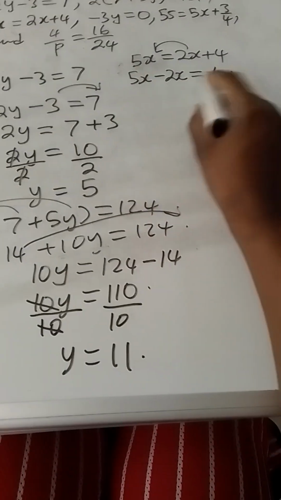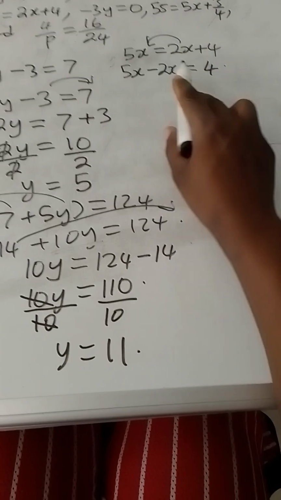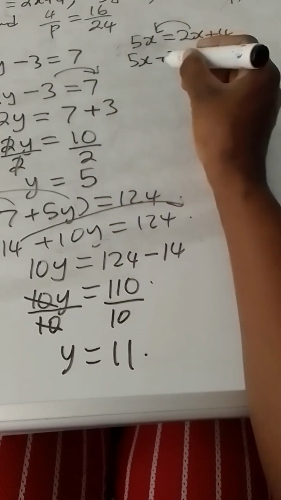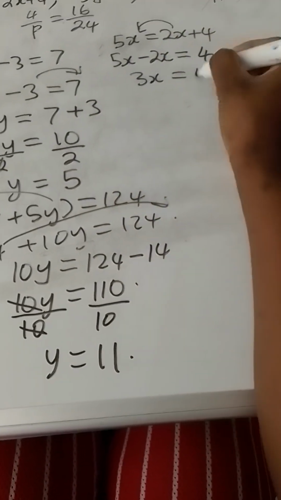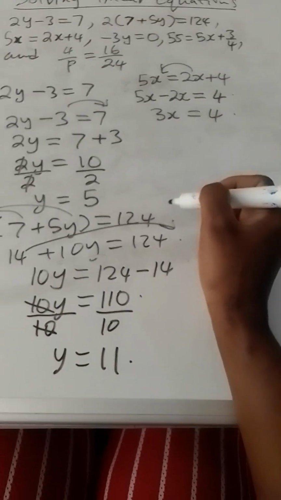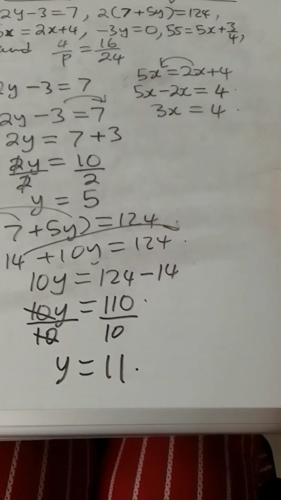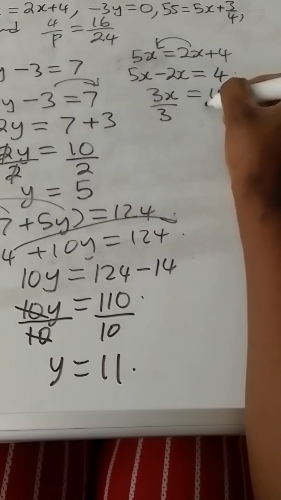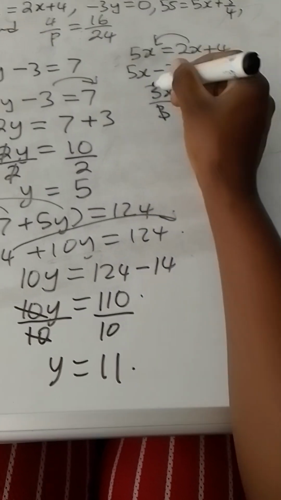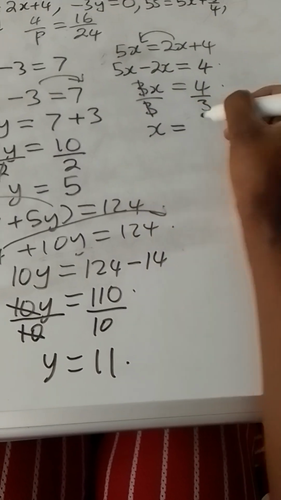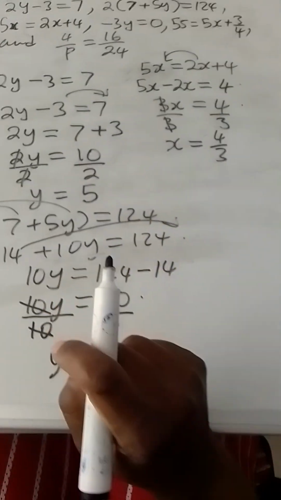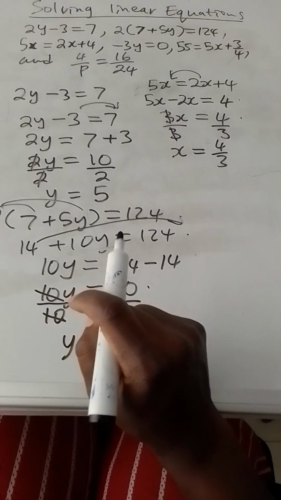After transposing, we add the like terms. Here we only have one term. Here we have two terms. When you add this, you get 3x. Now, once you have added the like terms, you have one term on each side. So you can divide by the coefficient of the variable. Then we get x is equal to 4/3. So that's the solution.